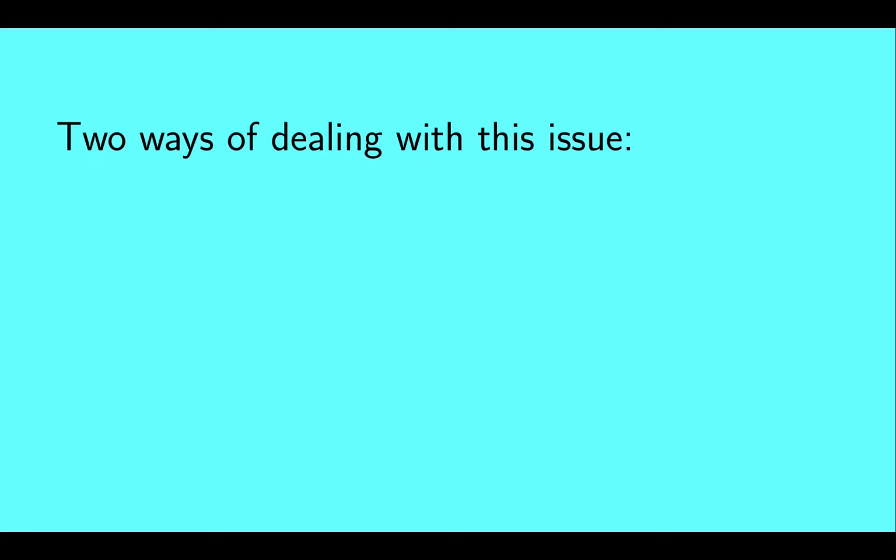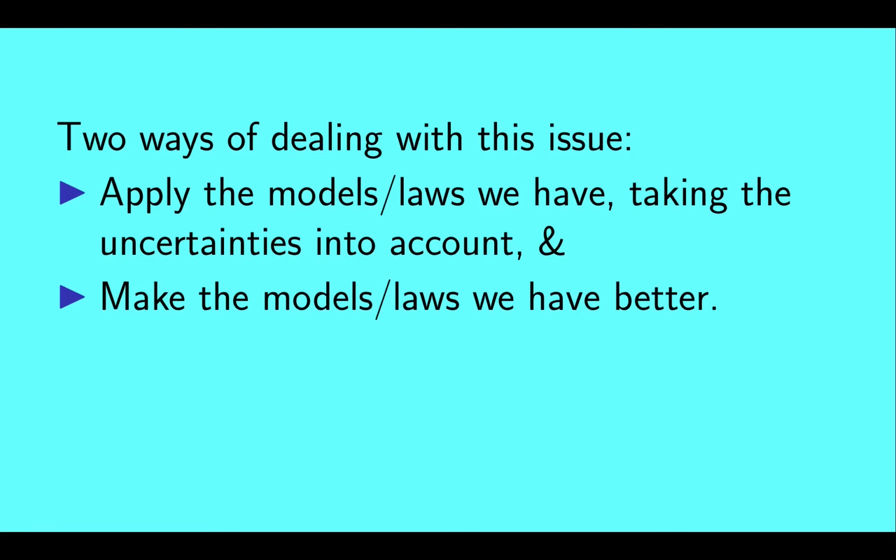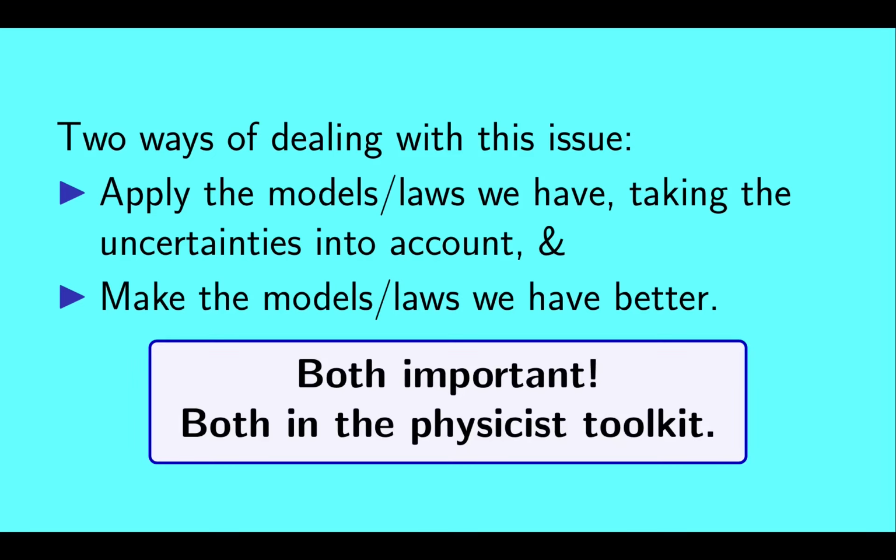There are two ways of dealing with this issue. We can apply the models and laws that we have, taking the resulting uncertainties on their predictions into account, and we can make the models and laws that we have better. Both of these approaches are important and both are in the physicist toolkit.